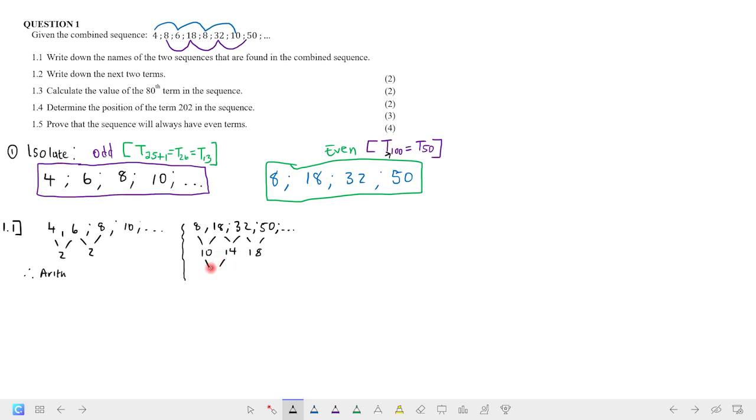Now let's see if we have a common second difference. Second difference, so we're testing for quadratic now. 4, 4. There we go. So now here we have a common second difference. This then means this is quadratic, right? Therefore our answer, you're going to say arithmetic and quadratic.